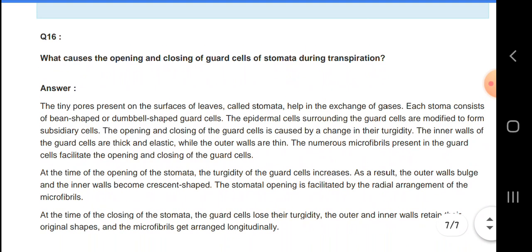So, what causes the opening and closing of the guard cells in stomata during transpiration? As you know, the tiny pores present on the surface of the leaves called stomata help in the exchange of gases. As you know, it exchanges the gases.